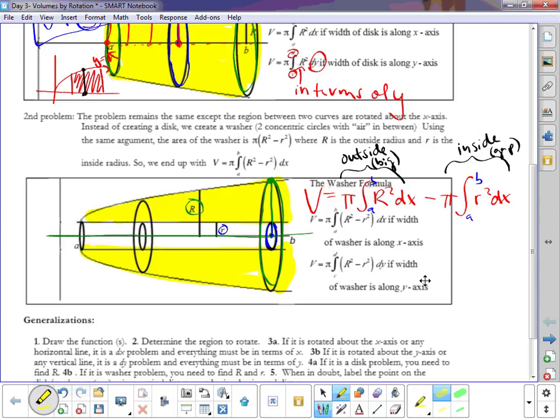If we're rotating on the y-axis, where would C and D be? It would be the heights of your radiuses there. So you would go from your axis of revolution out to your height. We'll do a couple of those. Other questions with this? Okay, so let's take a look at our first example.